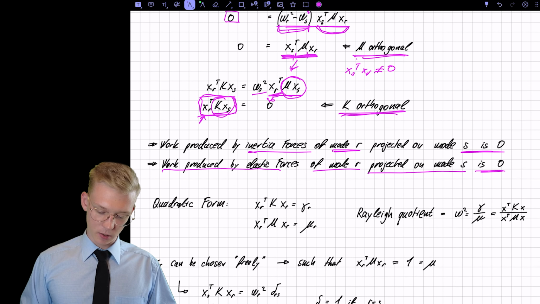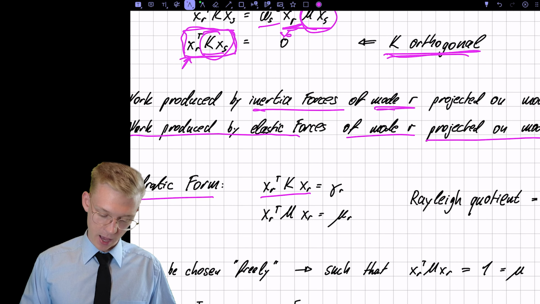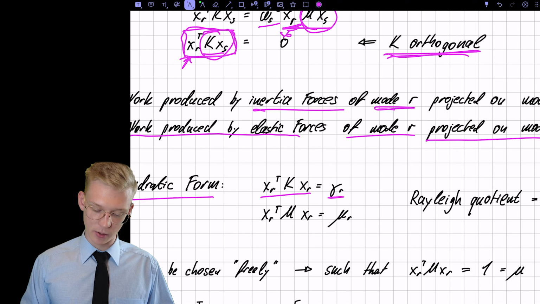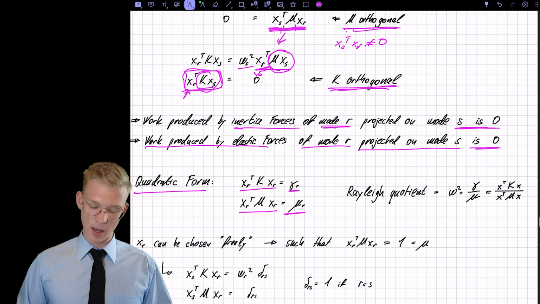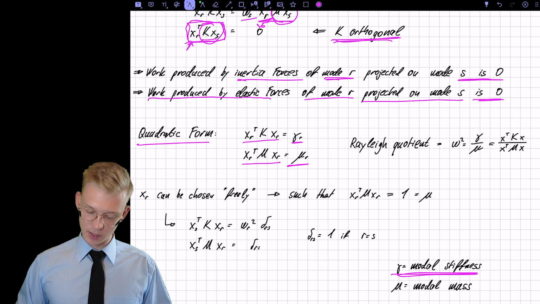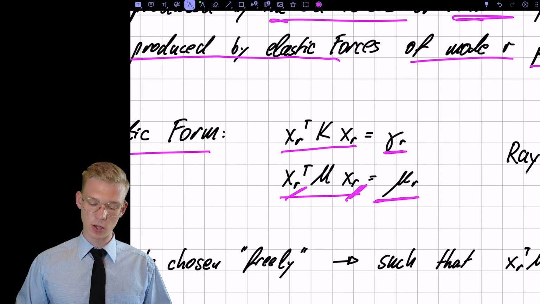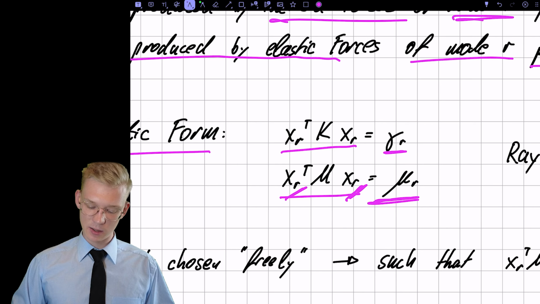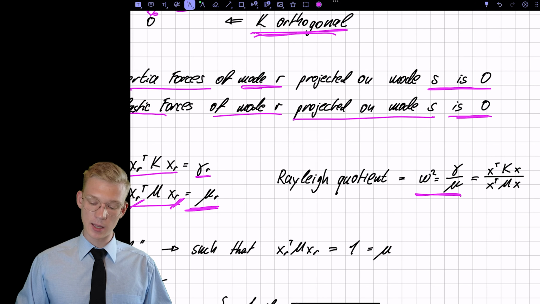So we can do that. Of course, we have also the quadratic form, and we have xr transposed k xr, and we call that gamma r. And if we have xr transposed m xr, we call it mu r, and this is basically our modal stiffness and modal mass. Notice that we have twice an r here, so it's not 0, but it's the modal mass. And when we have those modal masses and modal stiffnesses, we can get the eigenfrequency, and this is called the Rayleigh quotient.